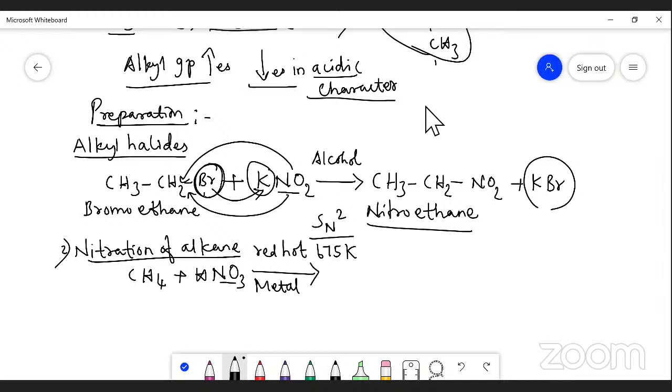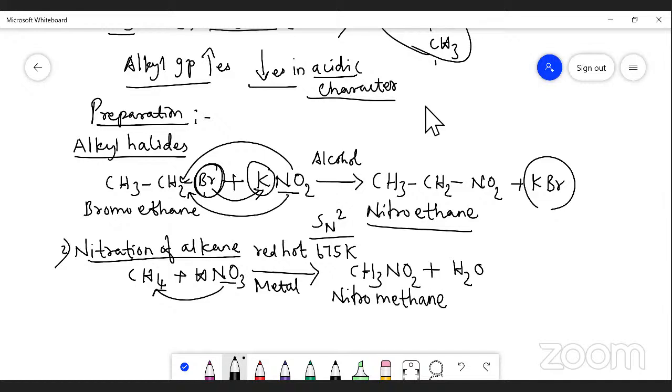Now we are going to get the product. One hydrogen is replaced by the nitro group, so CH3NO2, that is nitromethane, along with water as a side product. So we choose methane mixed with nitric acid vapor, pass it through the metal in a red hot condition up to 675 Kelvin, and we get nitromethane as a product. What is the product name?